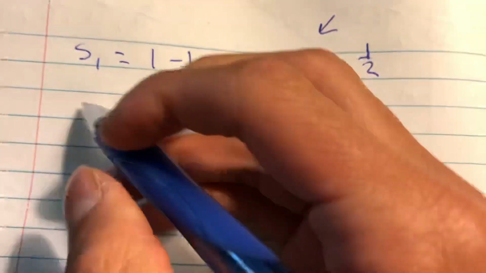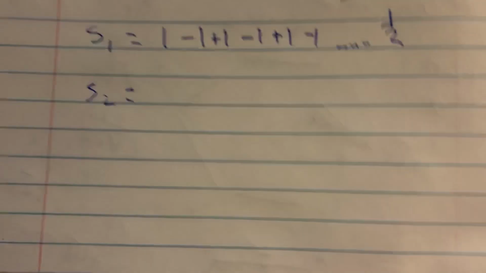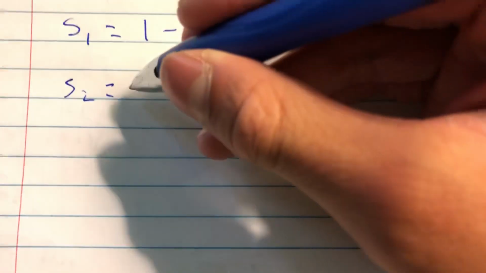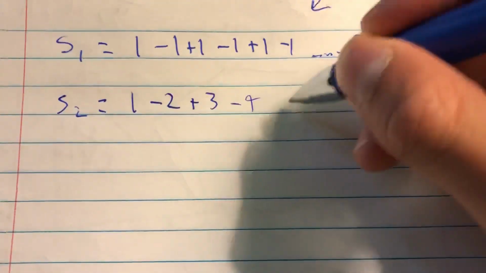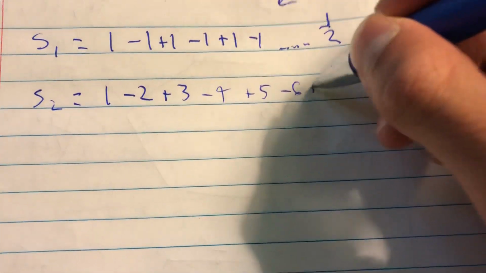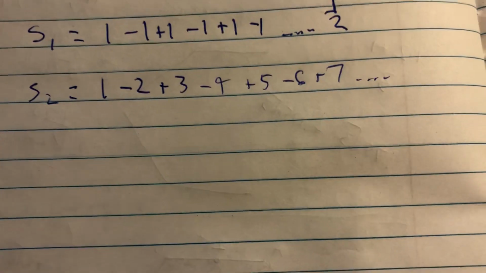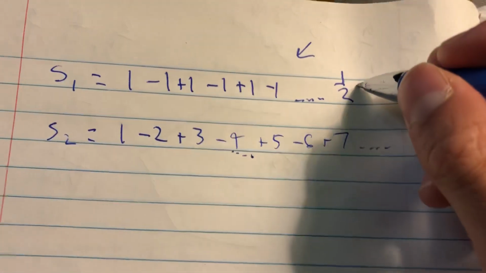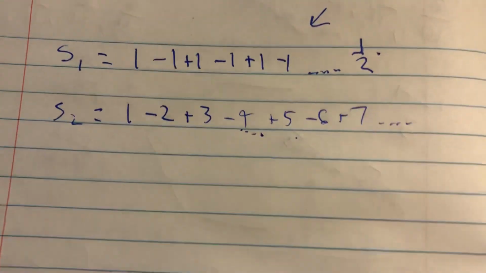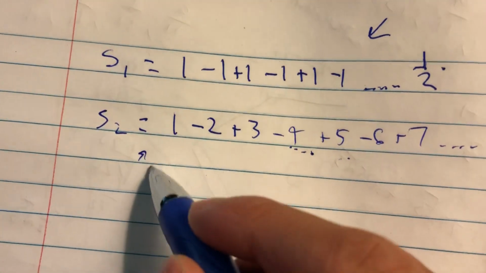But all right, so we have this sum going on right here. And let's go with another sum, not one that we know, but one we're gonna figure out. We're gonna call this sum S2, and we're gonna go 1 minus 2 plus 3 minus 4 plus 5 minus 6 plus 7, all the way down. So we're gonna try to figure out what this sum is equal to. Let's try multiplying this sum by 2.